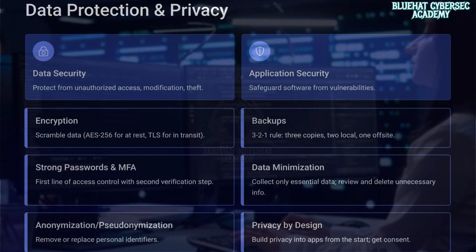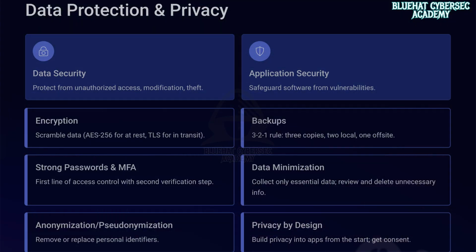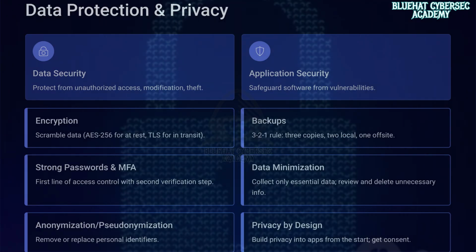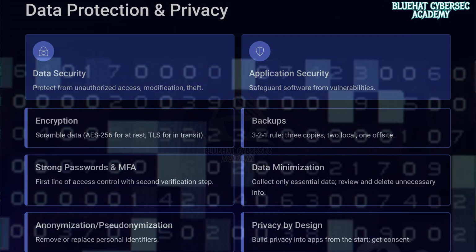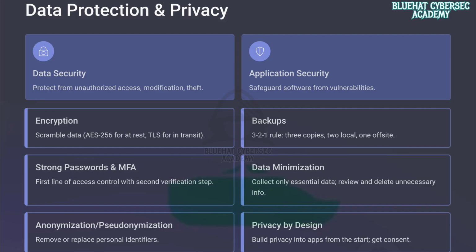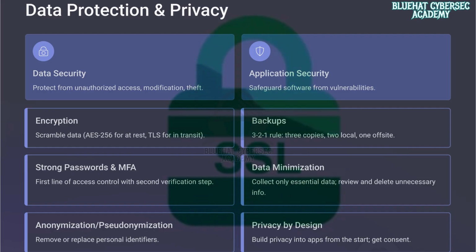One of the first things you should focus on is data protection. This is your first line of defense against breaches or data loss. Encryption takes your readable data and scrambles it, so only people with the proper key can access it. For data at rest, like files stored on your computer, use AES 256 encryption. For data in transit, like emails or cloud uploads, use TLS to encrypt communications while they travel.